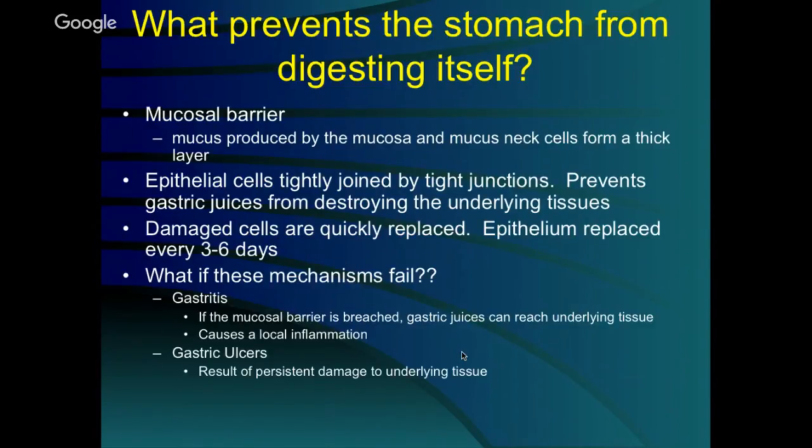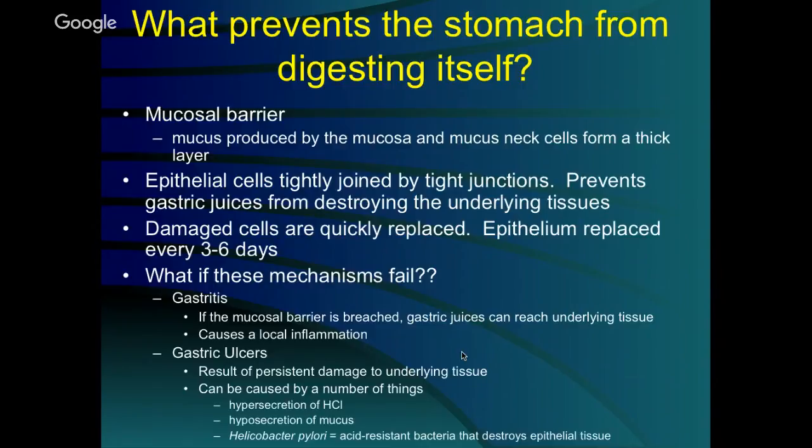If you have chronic gastritis, where you're chronically exposing tissue to these acids and enzymes, you can develop what's known as a gastric ulcer. And gastric ulcers can be dangerous because they do damage to the wall of your stomach. They can also bleed into your stomach and cause anemia. There's a lot of concerns with gastric ulcers.